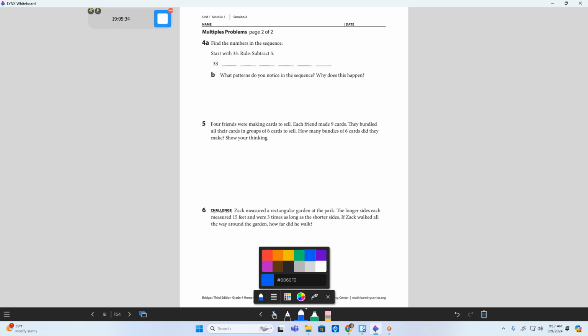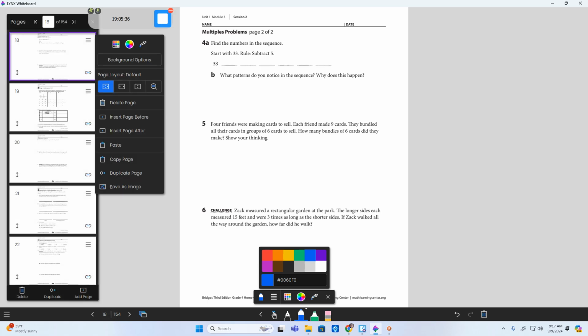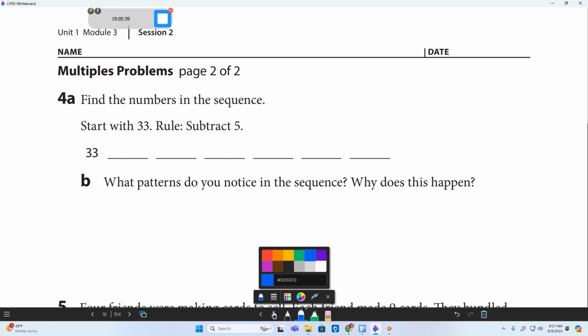Home Connections, page 14. Let me make this a little bit bigger so we can see it. All right. Find the numbers in the sequence, which is the pattern. Start with 33. And the rule is to subtract 5. So notice that the 33 is already there. So now we need to go down by 5. So let's see, 33, 32, 31, 30, 29, 28. And if you can't do that in your head or on your fingers, you could definitely show a problem like that if that's easier for your brain.